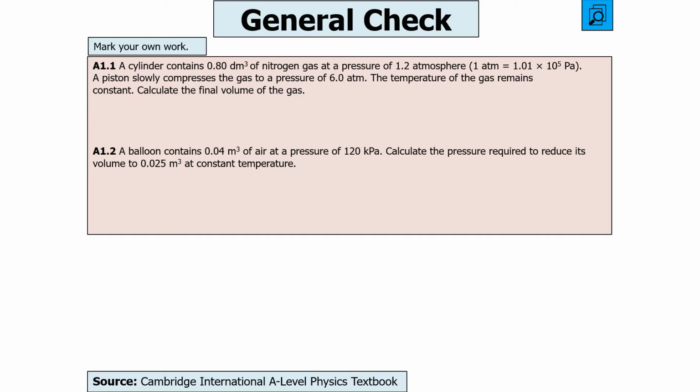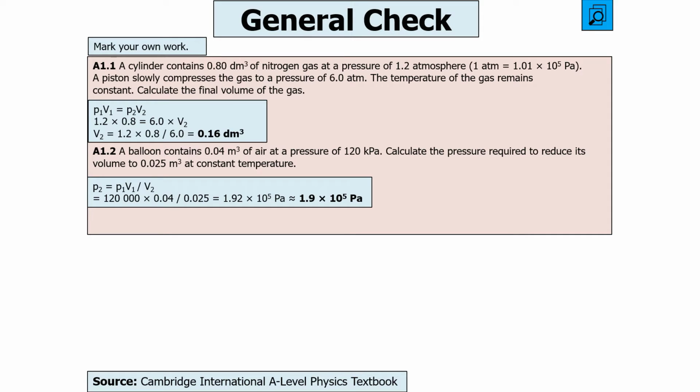Right, here we've got to remember Boyle's law, that P1V1 equals P2V2. You don't need to change units because it's a ratio, so you pop in the values and you get 0.16 decimeters cubed. Do the same for the next one. We can work it all through. Here we can then change it into pascals just to make it easier and work out our value. So we work it through and we get 1.9 times 10 to the 5 pascals.